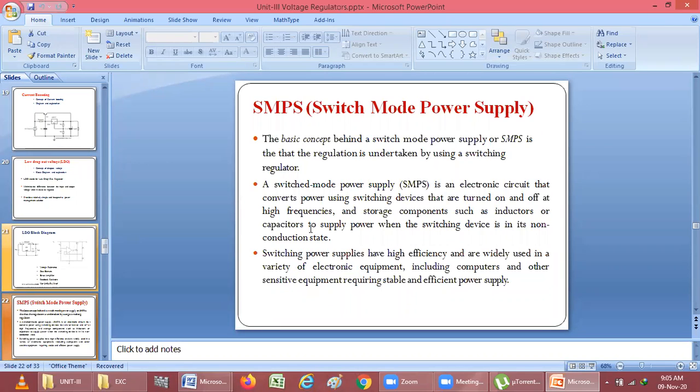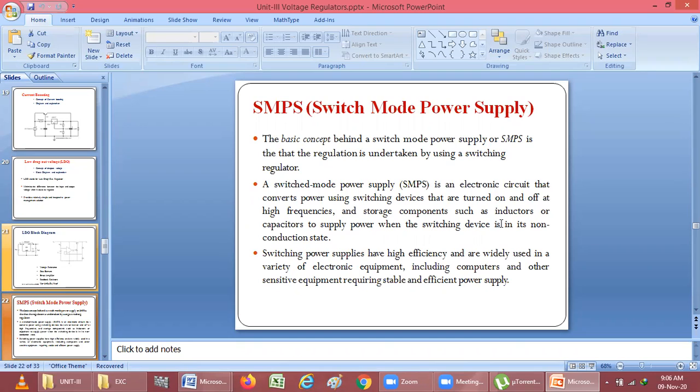Because we know, if the switching device is in a non-conduction state, at that time we can use that device as a switch. So we can use an SMPS circuit to regulate the voltage by using the switching mechanism. It means we can turn the device on or off at higher frequencies, and use storage components like an inductor and a capacitor to store some amount of voltage.